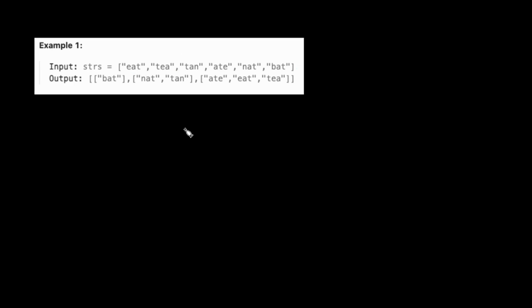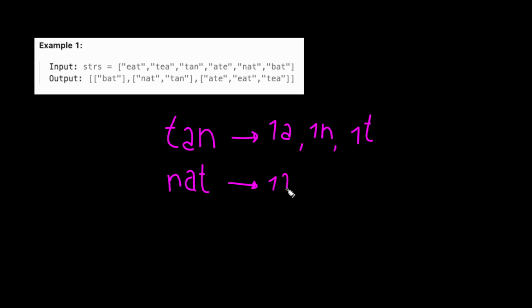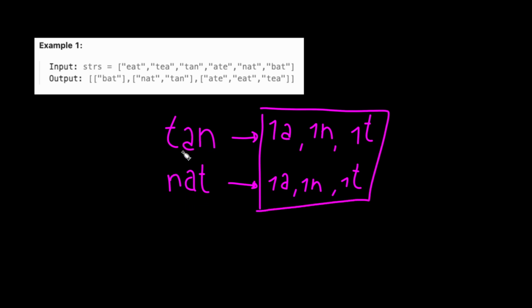Another way to solve this problem is to count the frequency of each letter in each word. Let's take again as example these two words. If we count their frequency, this is what we get. It's 1A, 1N, 1T, and same here. So this on the right is the frequency of each letter of these two words. And as we can see, we have 1A, 1N, and 1T in both. So these two words, tan and nut, are anagrams of each other.